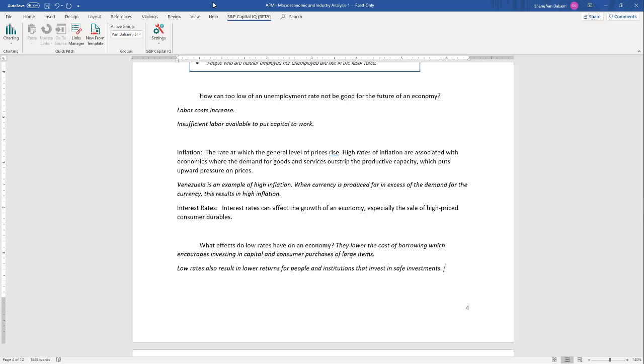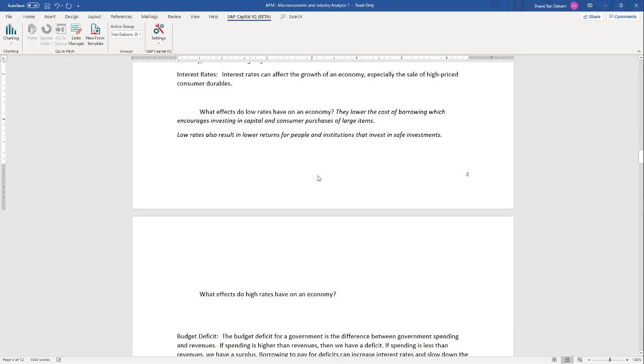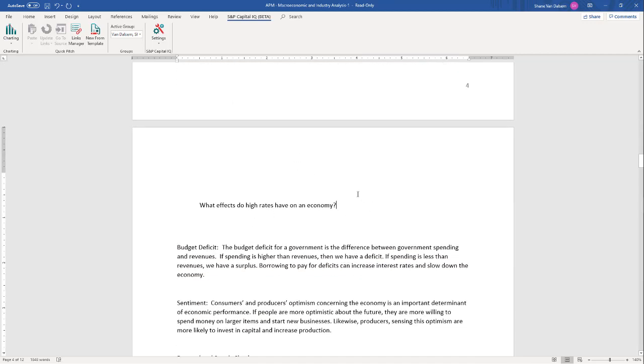Institutions like pension funds, foundations, and endowment funds might go for a little less risk, especially pension funds and retirees who are looking to stabilize their income and the value of their investments, so they can count on income coming in every month. They're getting hurt by this because they have to choose between taking on a lot of risk or going safe, but going safe means they'll earn very little return as a result of low interest rates. So what effects do high rates have on an economy?